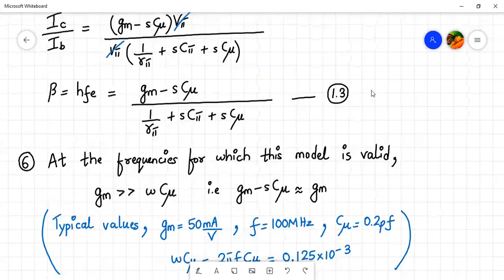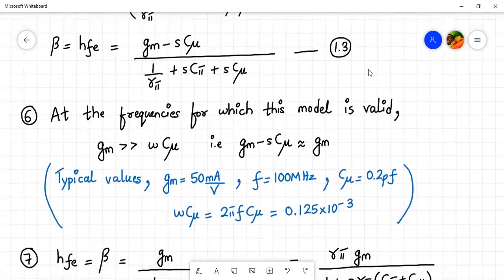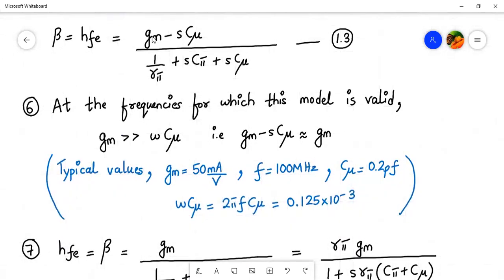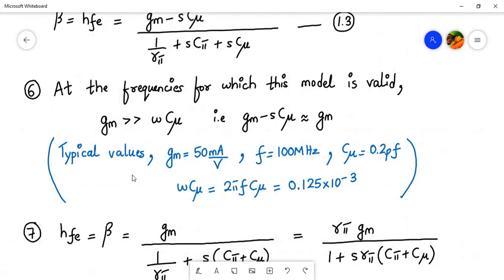Now, at the frequency for which this model is valid, we can assume that gm is much, much greater than omega into Cμ. So let's see how that happens. That means gm minus s into Cμ can be approximated as gm. Now, the typical value of gm is basically 50 milliampere per volt. For frequencies around 100 megahertz, the Cμ value will be 0.2 picofarad, right?